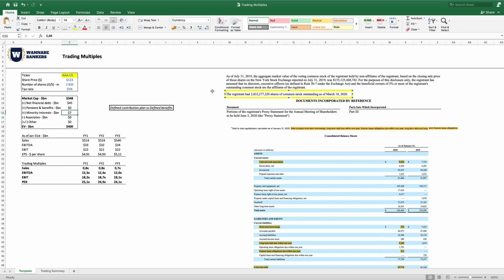Then the other bridge items are minority interest and associates. So we add those items only to compare apples to apples and to have a coherent ratio. This topic is extensively discussed in the Wannabe Bankers blog, so I encourage you to go there if you want to learn more about that.